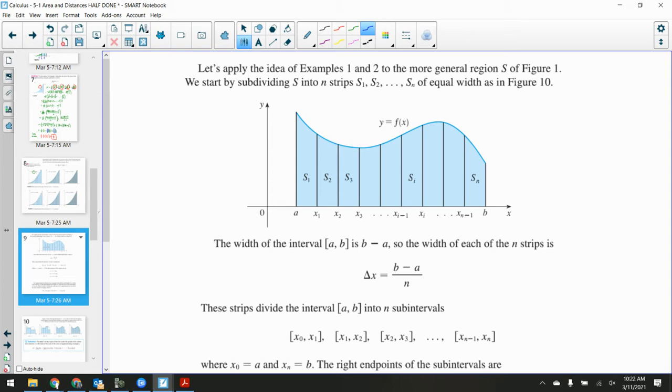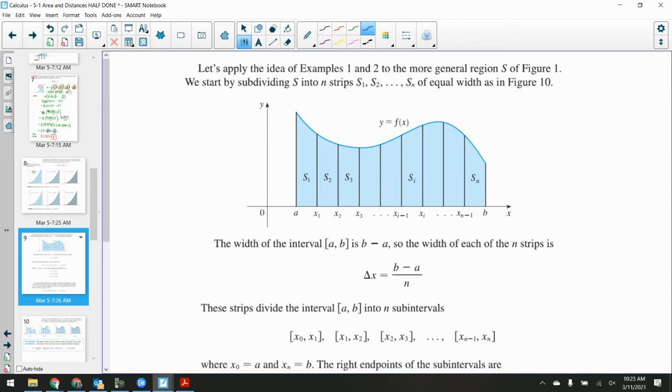So say I'm given some curve, whatever it may be, along the interval a to b. What I'm going to do is cut it up into n amount of strips. I'm going to cut it up into n amount of rectangles. So what I have is those rectangles, and I'm going to add the area of those rectangles up. The width of each rectangle is going to be the same.